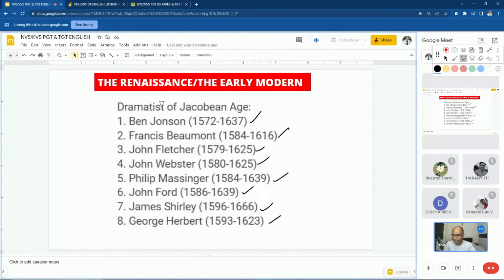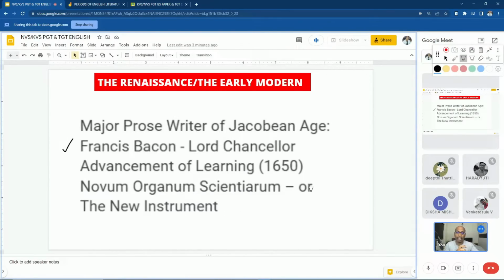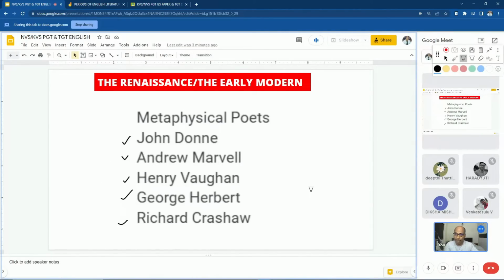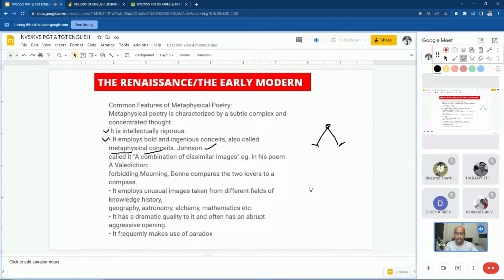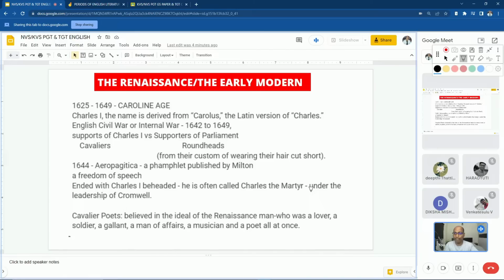And then we have read about the dramatists of the Jacobean age: Ben Jonson, Francis Beaumont, John Fletcher, John Webster, Philip Massinger, John Ford, James Shirley, George Herbert. These were the dramatists of the Jacobean age. A very famous prose writer in the Jacobean age was Francis Bacon, and the metaphysical poets were John Donne, Andrew Marvell, Henry Vaughan, George Herbert, and Richard Crashaw. And then we have learned briefly the characteristic features of metaphysical poetry.